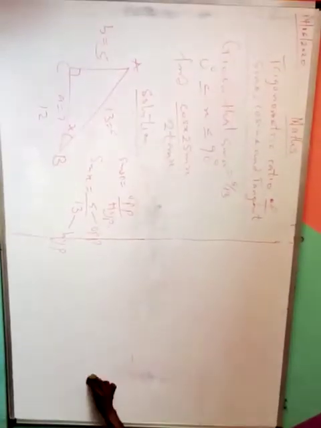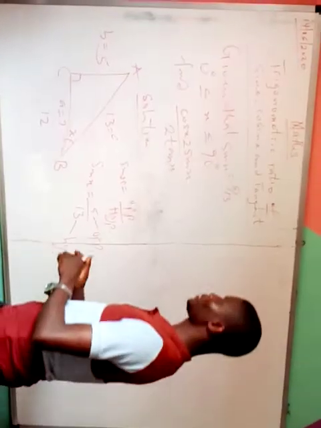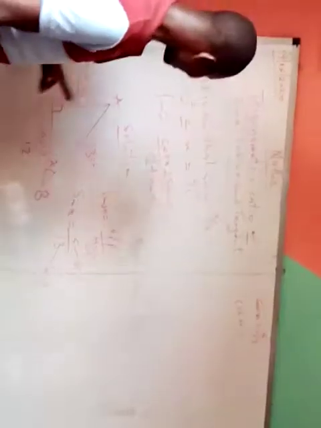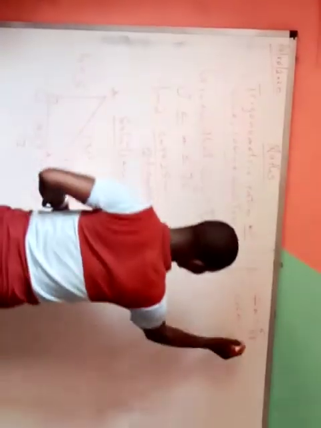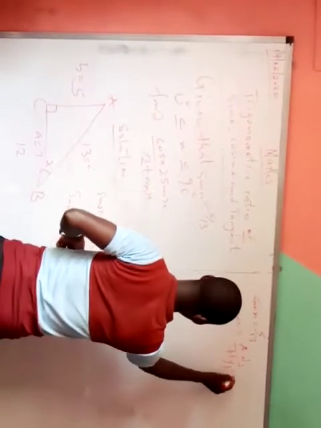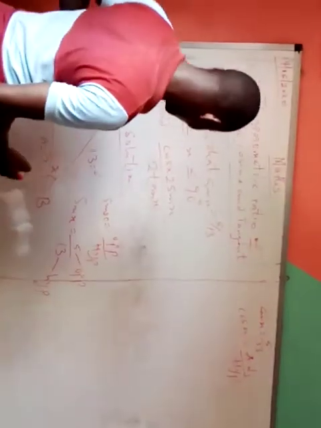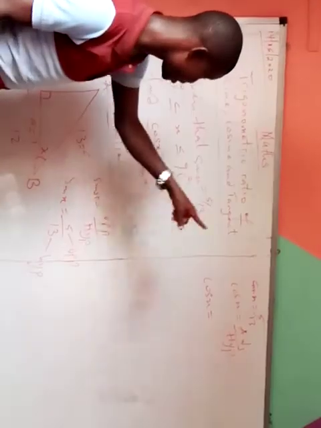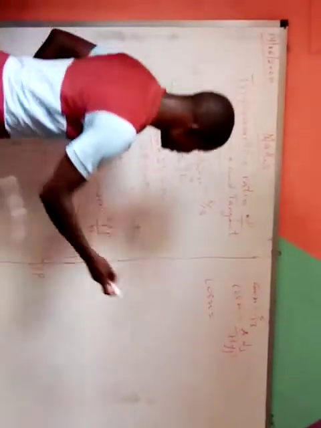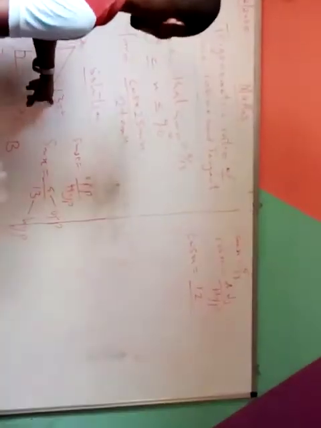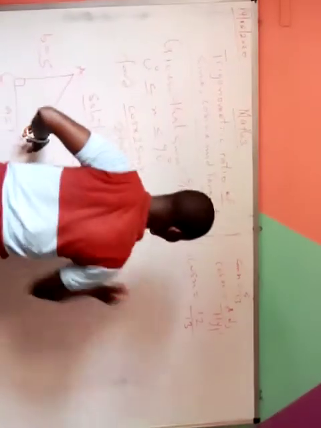So since we have our adjacent, now we have our sin x to be 5 over 13. Now your cos is what? Adjacent over hypotenuse, isn't it? So I have my cos x. Cos x is adjacent over hypotenuse. Adjacent is 12, then hypotenuse is 13. So 12 over 13, isn't it now?